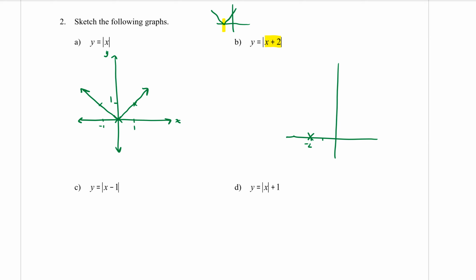Because I've now moved the point off to the side, I would want to find the y-intercept for this graph. So I would sub in x equals 0. 0 plus 2 is 2. Absolute value of 2 is still 2, so there it is. Because these graphs are symmetrical, if we go 2 spaces on the other side of that point, so to -4, that would also be at a height of 2. And there is the whole graph.